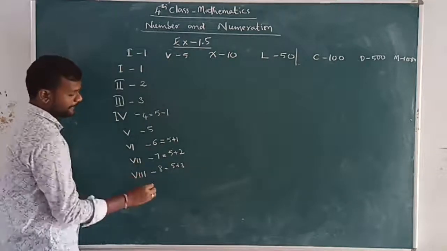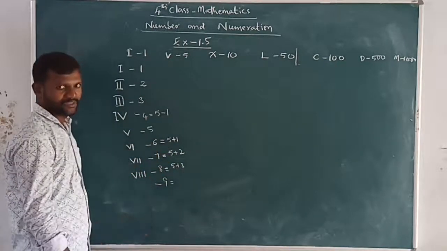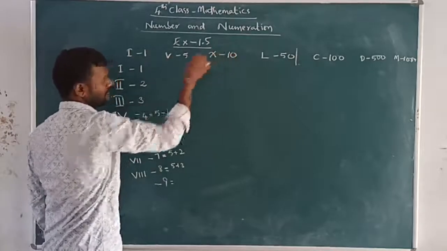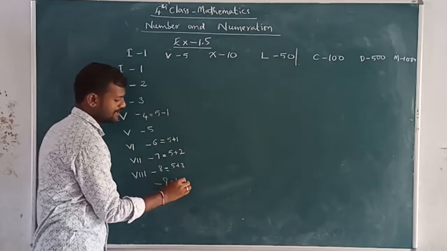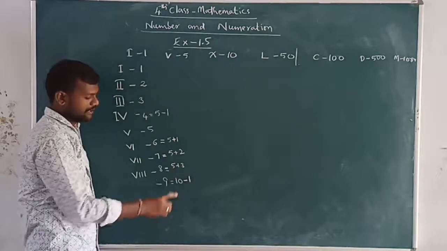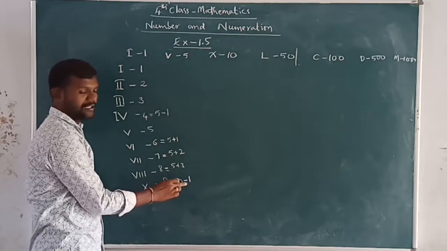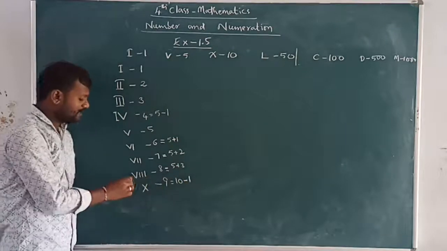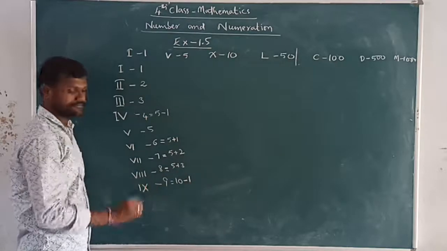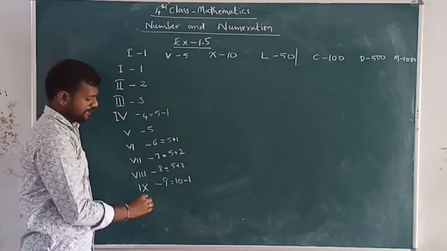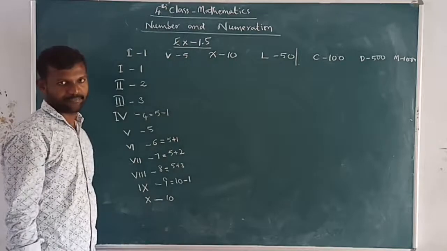Next 9. So 9 means what? 5 plus 4 is 9. And here we have another number, 10. 9 is closer to 10. So that's why 9 is equal to what we have to write? 10 minus 1. 10 is the bigger number, so write 10 here. Minus is there. Minus means on the front side you have to write. How much you have to subtract? 1. So this is 9. Okay, 9 and 10. This is the first table in exercise 1.5.